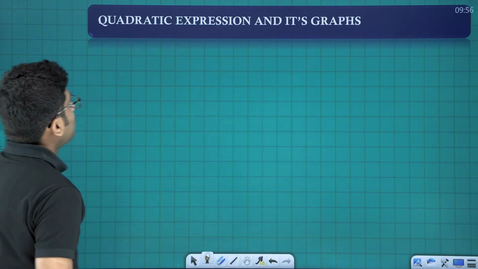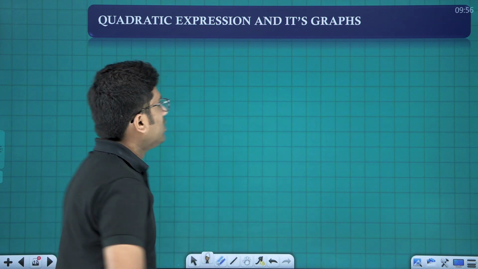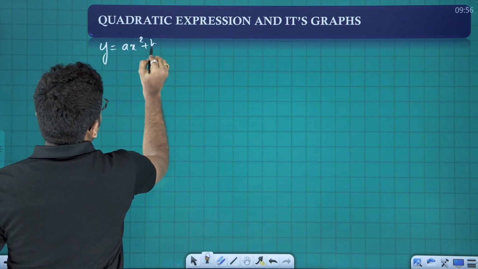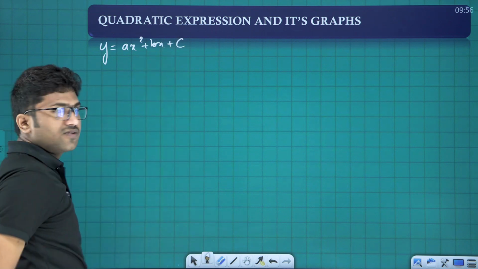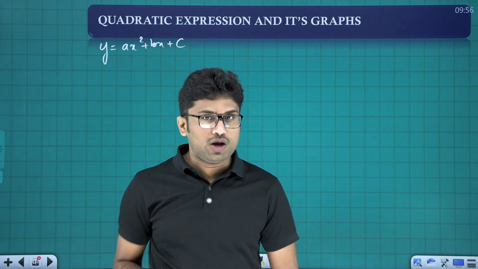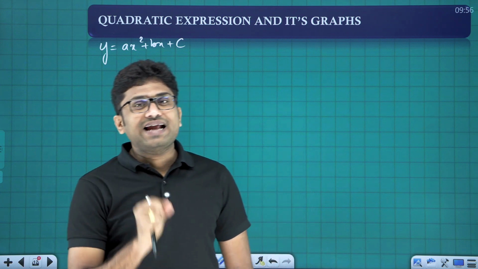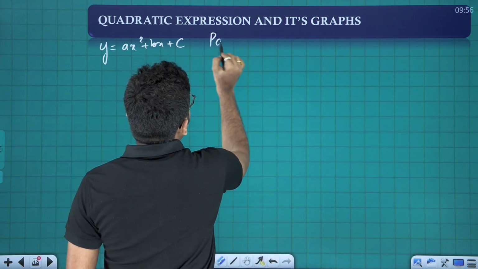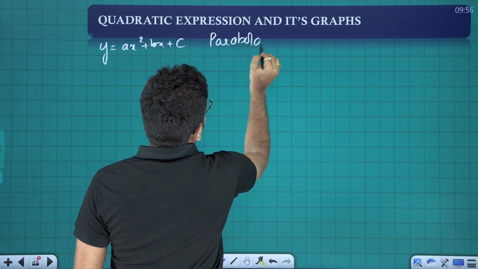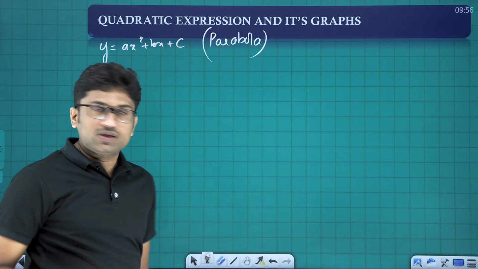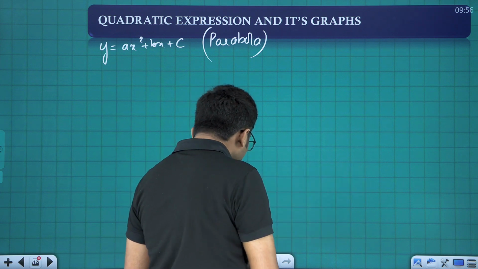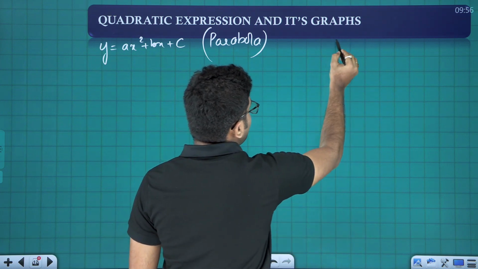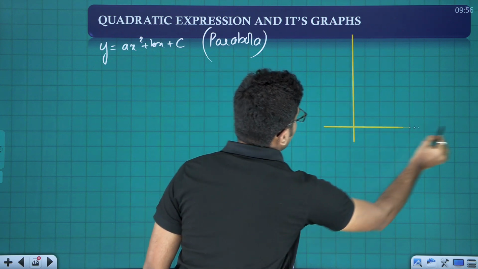Next, the quadratic expression and its graph. Now let's say we have the quadratic expression y is equal to ax square plus bx plus c. Ax square plus bx plus c is a quadratic polynomial. Now the graph of a quadratic polynomial, if you see this, friends, is a parabola. The graph of a quadratic expression is a parabola. Now coming to the parabola, it is always either an upward parabola or a downward parabola.